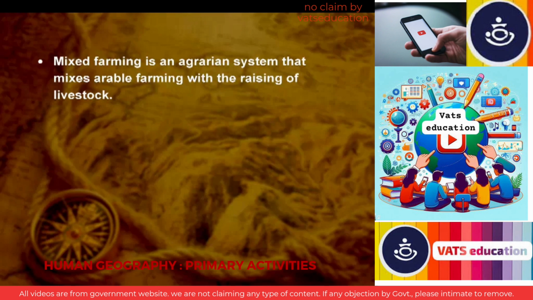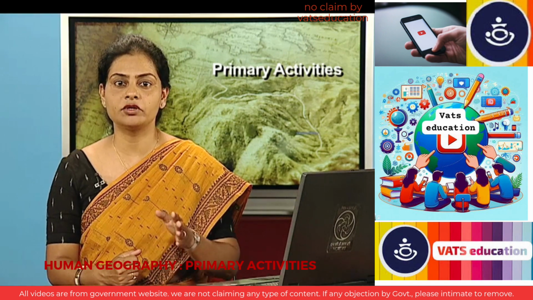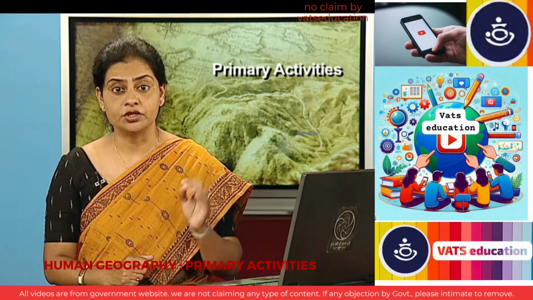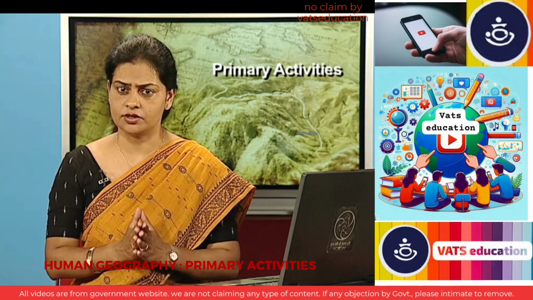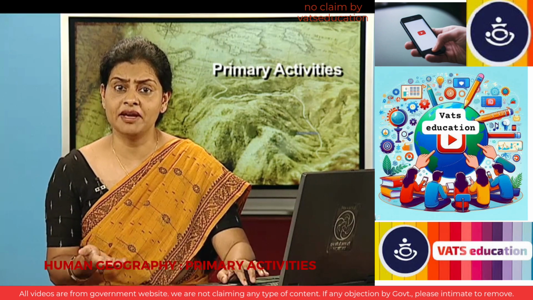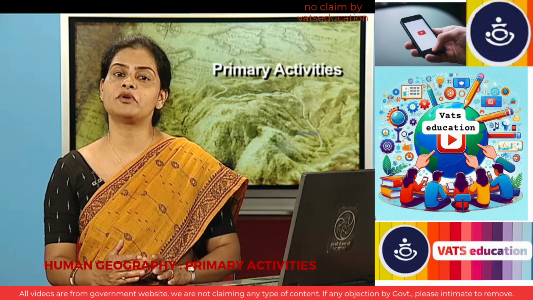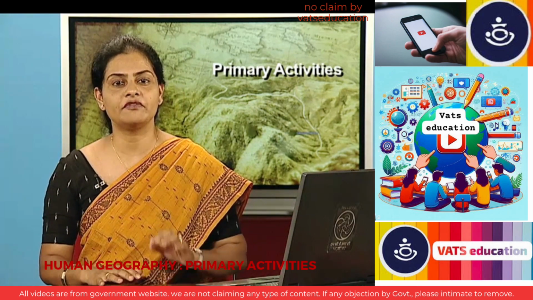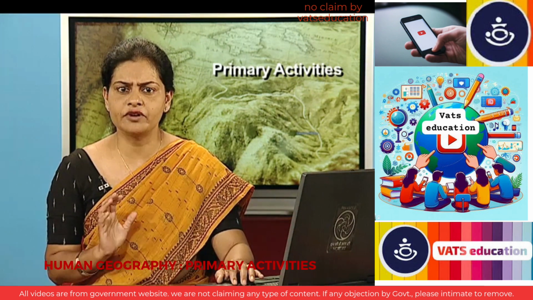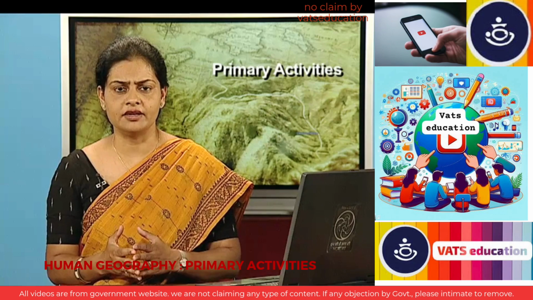Mixed farming is an agrarian system that mixes arable farming with the raising of livestock. When on a farm, along with crop production, some other agriculture-based practice like poultry, dairy farming, or beekeeping is adopted, then this system of farming is known as mixed farming. This type of mixed farming provides greater security than the growing of a single crop, as in the extensive prairies, wheat farms may suffer from market fluctuations and crop failures.